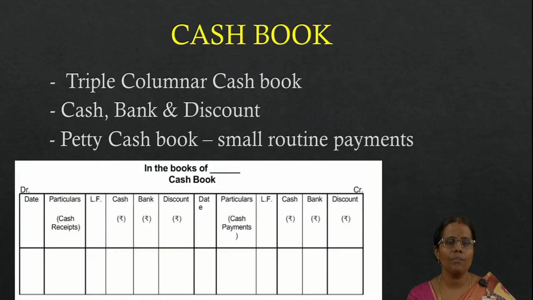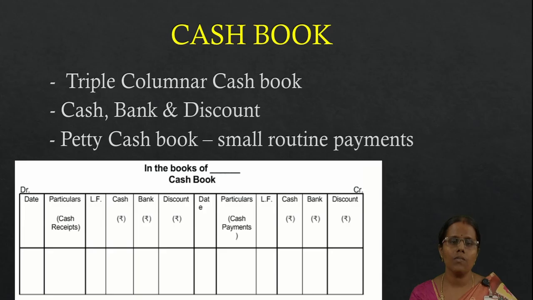Then next one is cash book. Cash book is prepared under the triple columnar cash book, with cash, bank and discount columns. And then petty cash book, where small routine payments are entered. The triple columnar cash book is classified into account format.